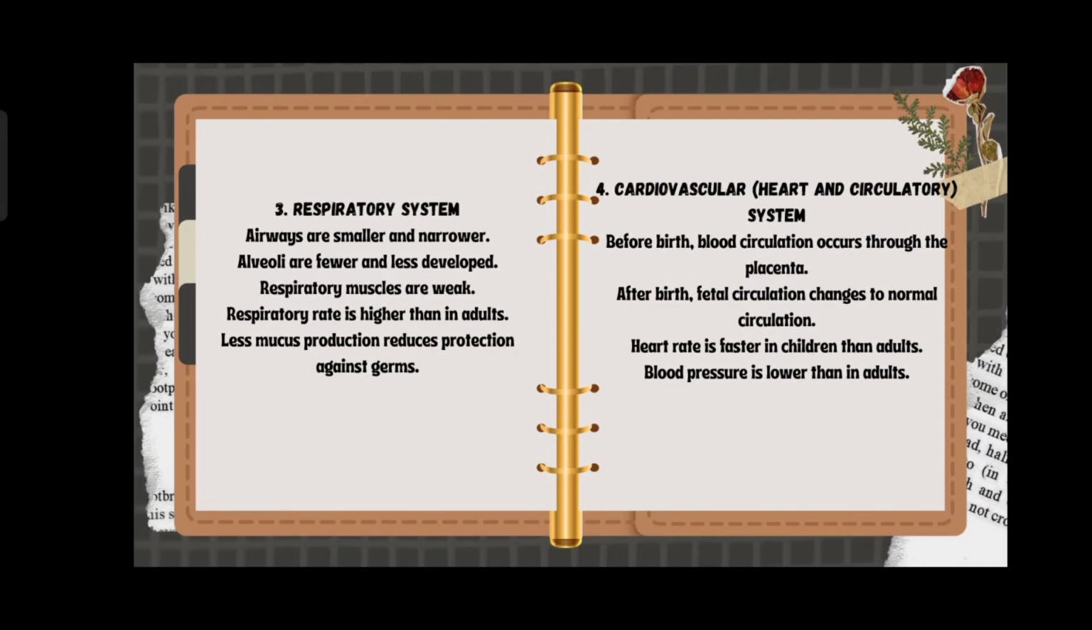Then the fourth one is the cardiovascular system. Before birth, blood circulation occurs through the placenta from the mother to the fetus. But after birth, fetal circulation changes to normal circulation as in the adult. Then heart rate is faster in children than the adult, but their blood pressure is lower than the adult. That is about the cardiovascular system.